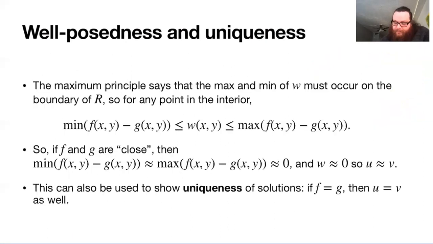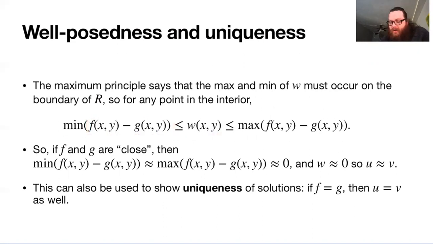But here we can use the maximum principle. Let's use the maximum principle on w. It says that the maximum and minimum of w occur on the boundary. So the minimum of w occurs on the boundary. What is w equal to on the boundary? Well, it's equal to this. So the minimum of w is going to be the minimum of w on the boundary, the minimum of this difference between F and G.